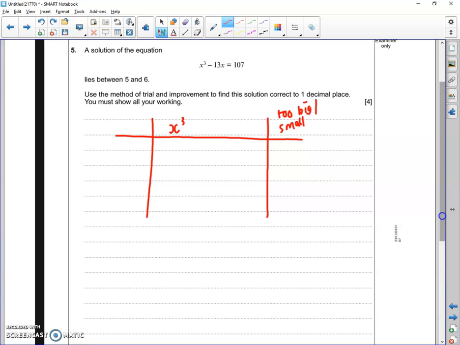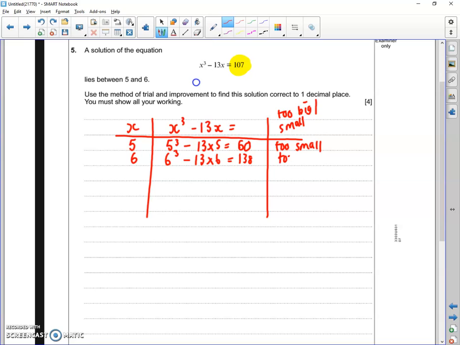This is our calculations, and we're aiming for 107. So that's what we're going to base our too big, too small on. In our first column there, we pick our value for x. I always start with the numbers we're given, so 5 and 6, just to check I'm doing it right in the calculator. So 5 cubed minus 13 times 5 is 60, which is too small, which is exactly what you'd expect if it's between 5 and 6. And 6 should come out too big. 6 cubed minus 13 times 6, that's 138, which is too big. So I know now I'm typing it in properly because I've got one too small, one too big.